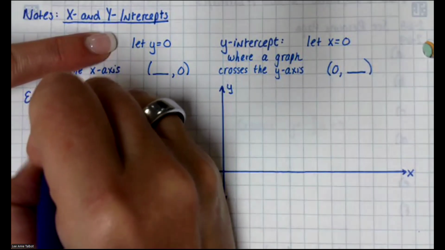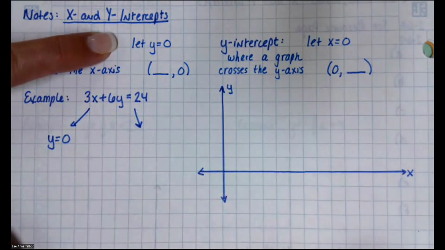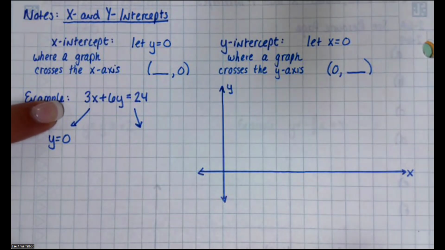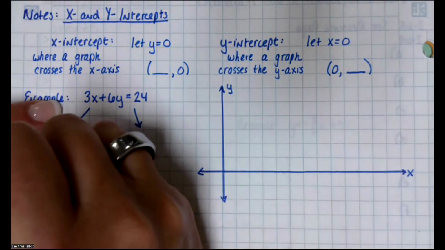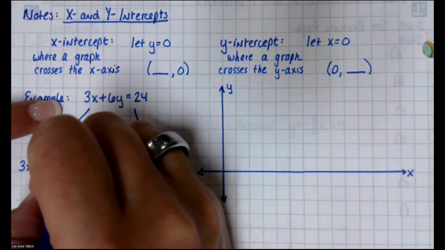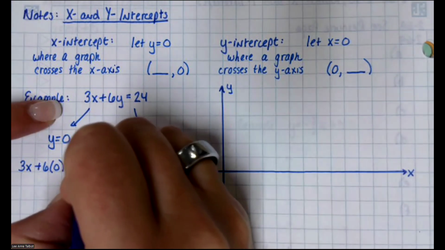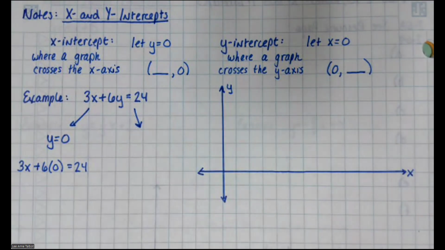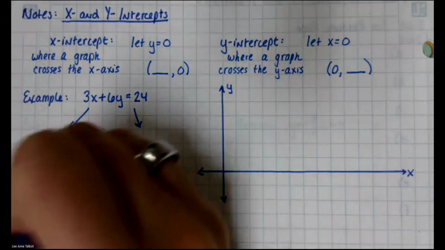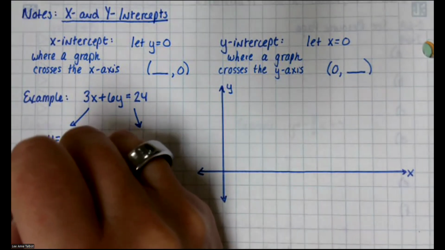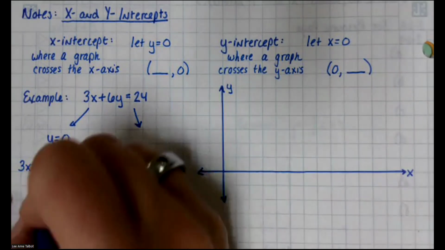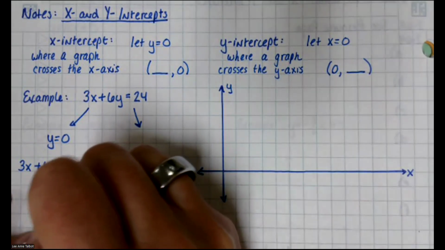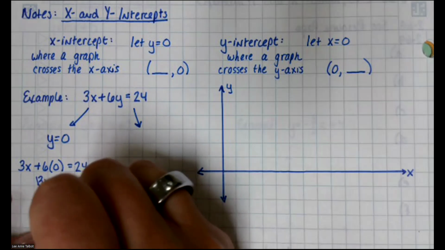X-intercept, let y equal 0. Okay, so you're going to take your equation and you're going to put a 0 in the y spot. 3x plus 6 times 0 equals 24. This part is 0, so 3x equals 24. Divide by 3 on both sides. X equals 8.